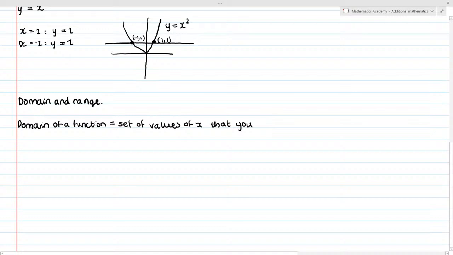So let's go over some examples. So for example, the function y equals x. Here you can input any value of x. You can input -1, you can input 1/2, you can input pi, you can input anything. Are all allowed.